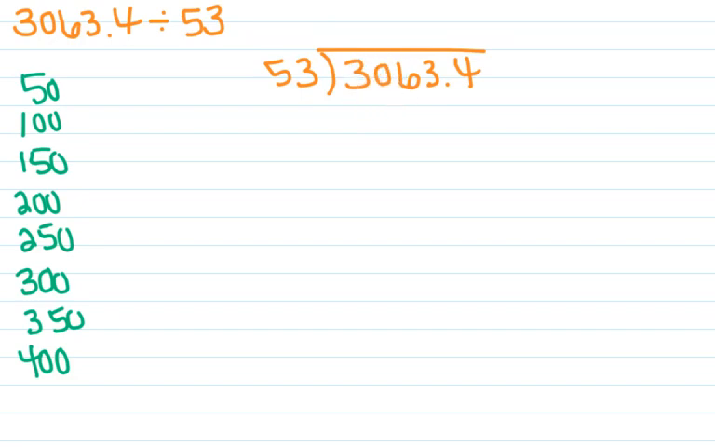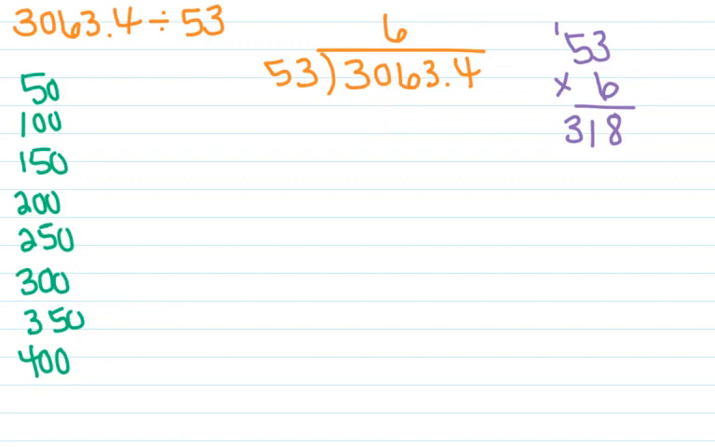If I look over here at my estimate, it looks like it goes in 1, 2, 3, 4, 5, about 6 times. Now you'll notice that we're going to have a problem with that. Let's say I guessed that it went in 6 times. If I multiply 53 times 6, I get 318. And that is larger than this 306. So we actually went over.